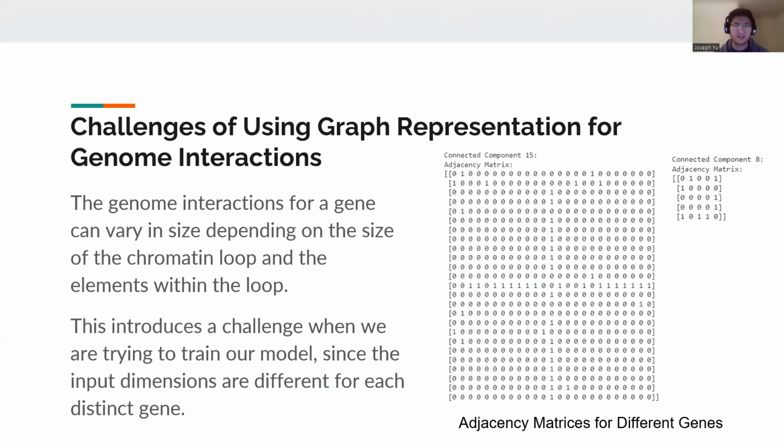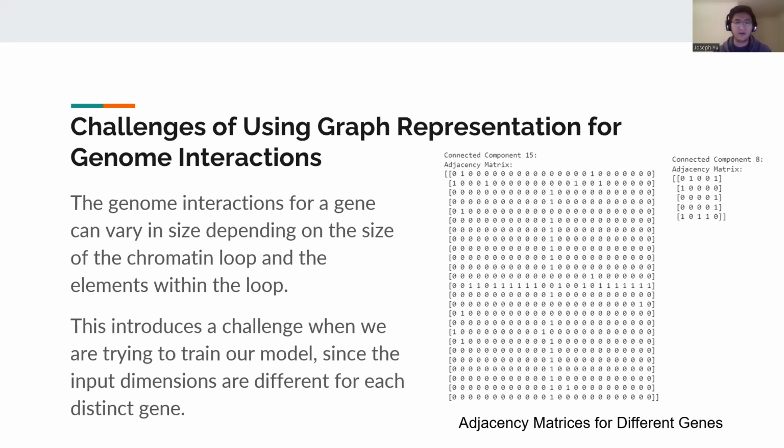This challenge comes from the variable graph sizes. And if our training examples have different sizes, they cannot be used directly as training input data for a neural network input layer. So on this slide, we show that some loops are bigger and contain more vertices, whereas others are smaller and contain considerably fewer elements. Here on the right are 2 adjacency matrices from chromosome 21, which each contain genes of their own, and show that one gene contains 25 vertices in its graph, and another one contains 5.